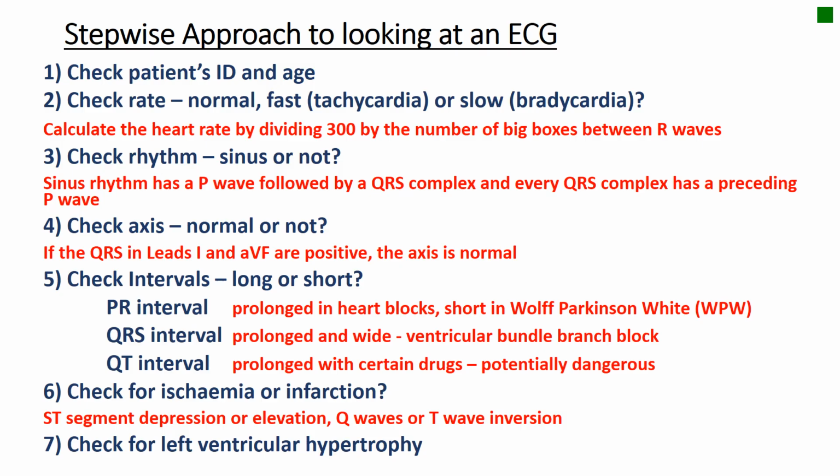6, check for ischemia or infarction. Again, you can look at the ST segment of the ECG, with depression or elevation. Also, you can marry this up with whether it's Q waves or T wave inversion. And finally, we're going to look at how to look for left ventricular hypertrophy, which is a more complicated skill.